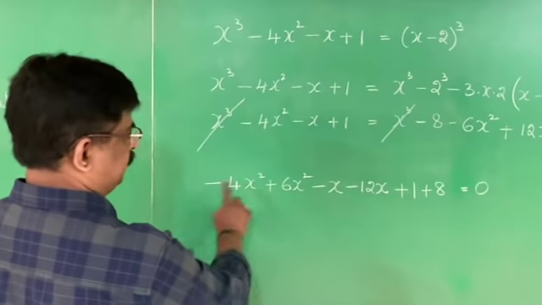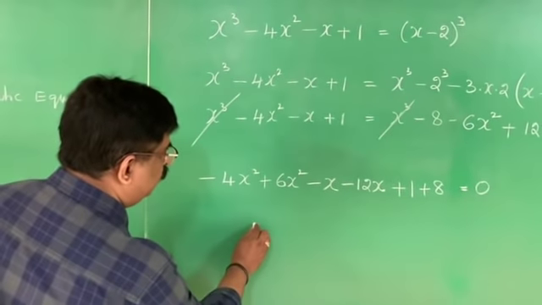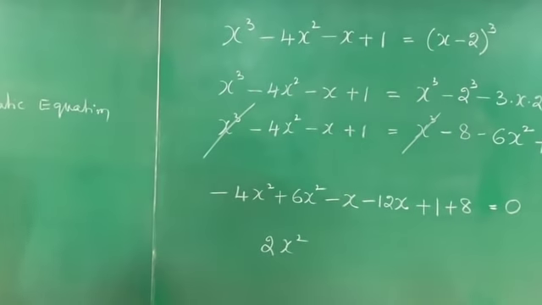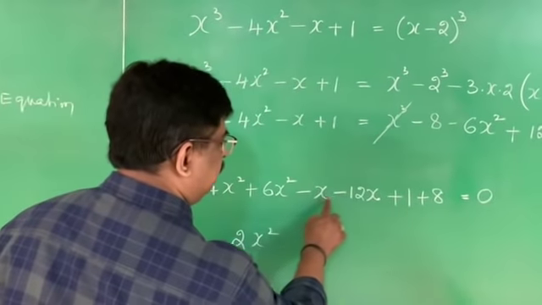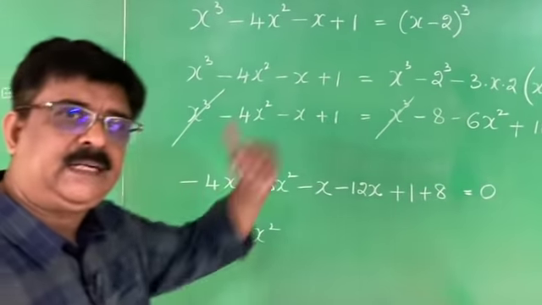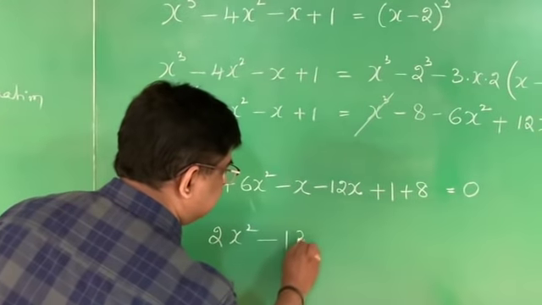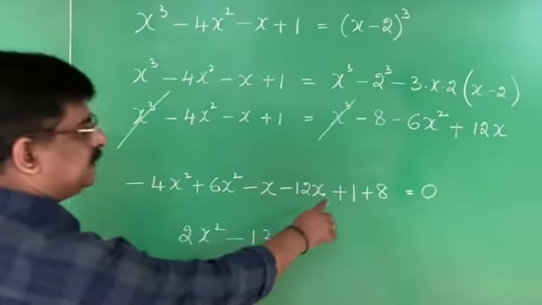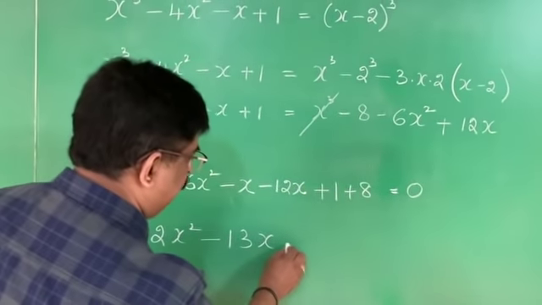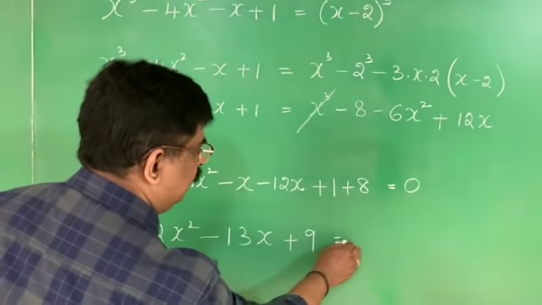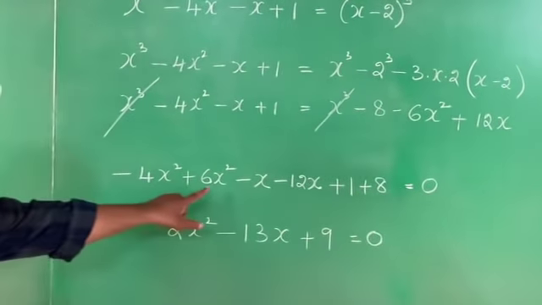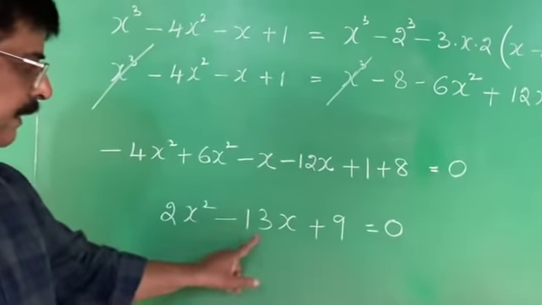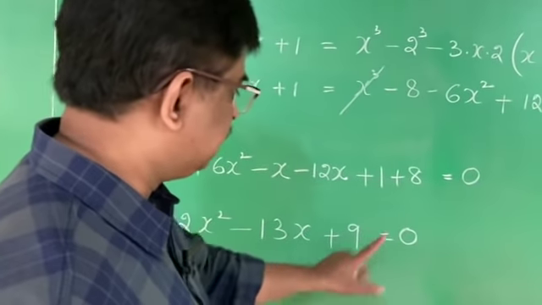Now, minus 4x square plus 6x square means 2x square. Out of 6, if I subtract 4, I get 2. Minus x minus 12x is minus 13x. Both are minus, no? That's why 13x. Add plus 1 plus 8, the signs are the same, therefore plus 9 is equal to 0. So 6x square minus 4x square is 2x square, minus x minus 12x is minus 13x, plus 1 plus 8 is plus 9, equal to 0.